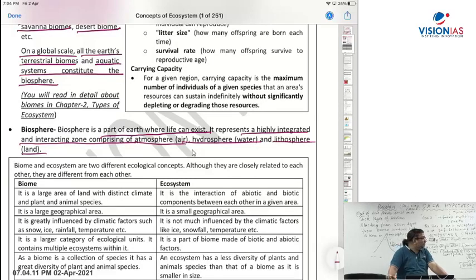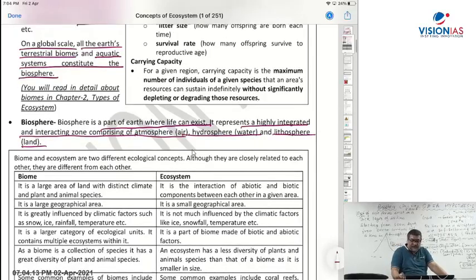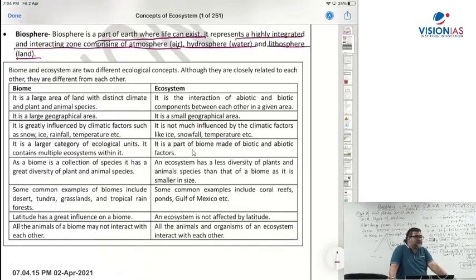And then you have a difference between biome and the ecosystem. We'll see that difference. First, I'll make you understand what an ecosystem is. Once you understand ecosystem, you will understand the difference between ecosystem and biome.